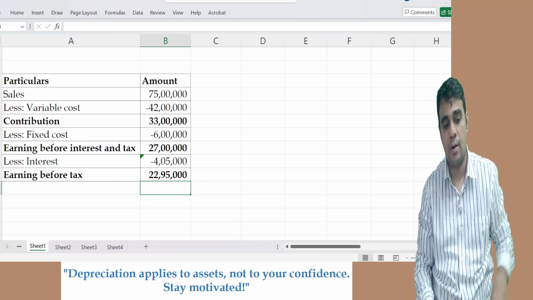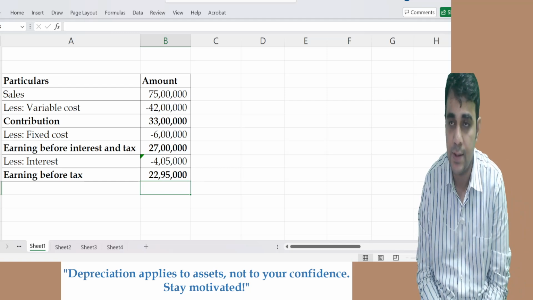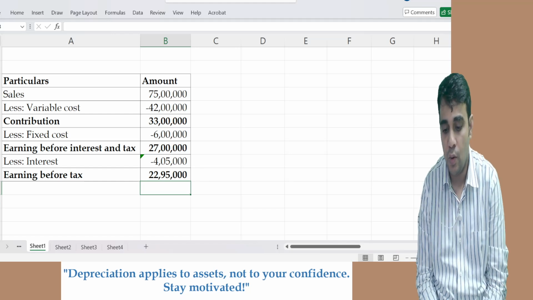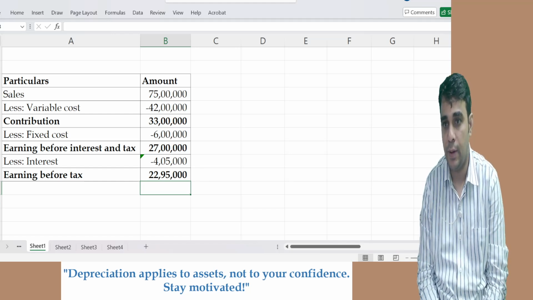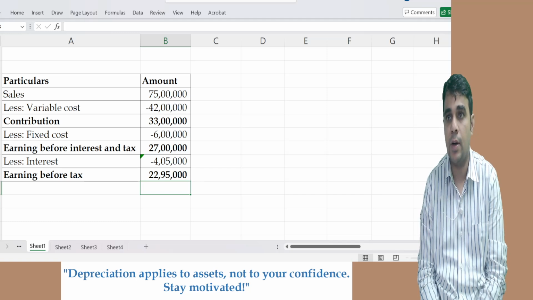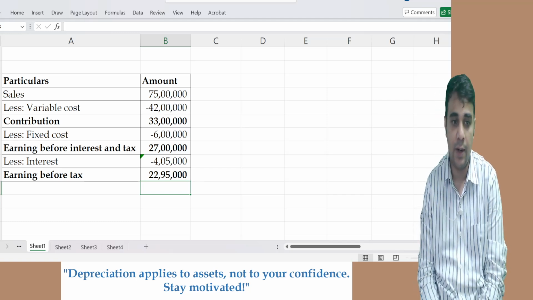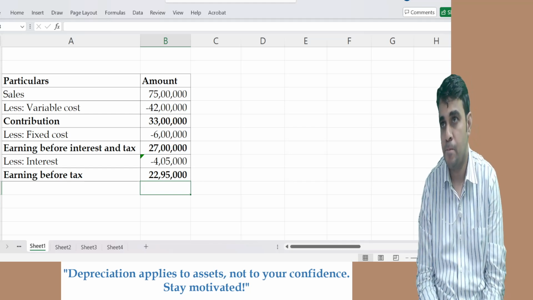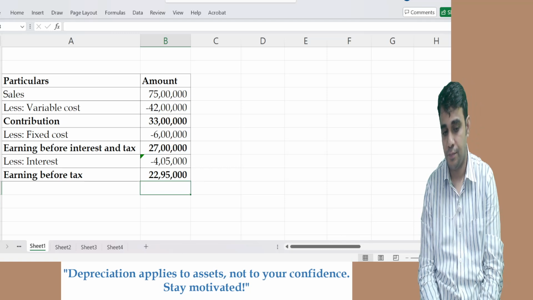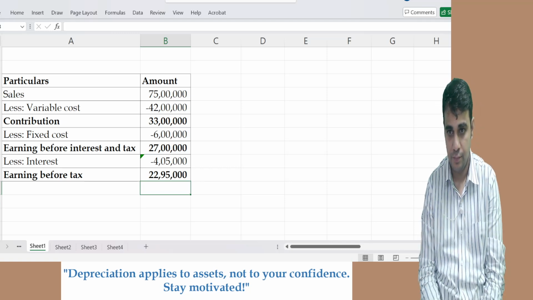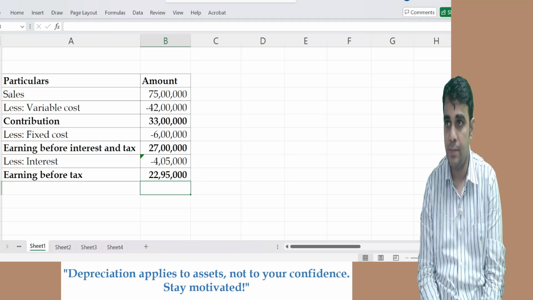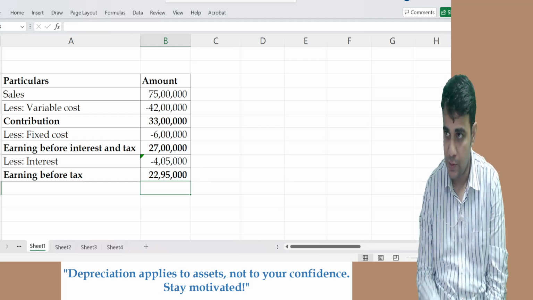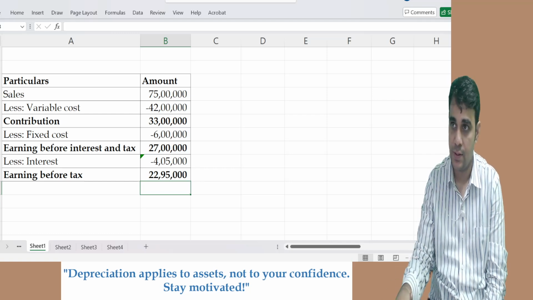Sales less variable cost, contribution less fixed cost, EBIT less interest, EBT. Then we'll go item by item, do those computations. And there's one requirement called favorable financial leverage that I have to explain. Any doubts on these numbers? Clear? Can we proceed? Any doubts on this?